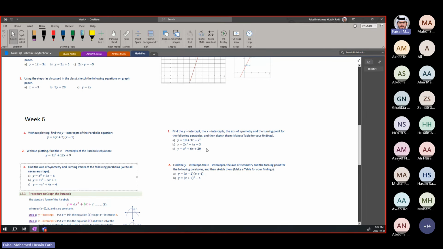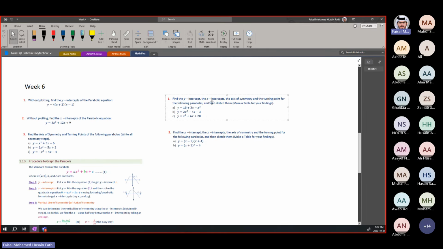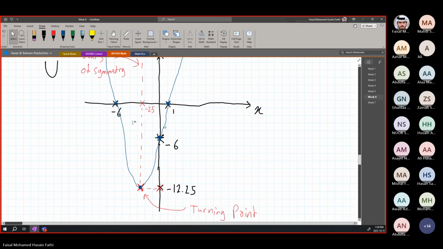Worksheet 2, these are the questions. Find the x-intercept and the y-intercept. Find the y and x-intercepts, the axis of symmetry and the turning points for the following parabolas and then sketch them and make a table of your findings. Make a table, so what will you do? Let's just take an example.